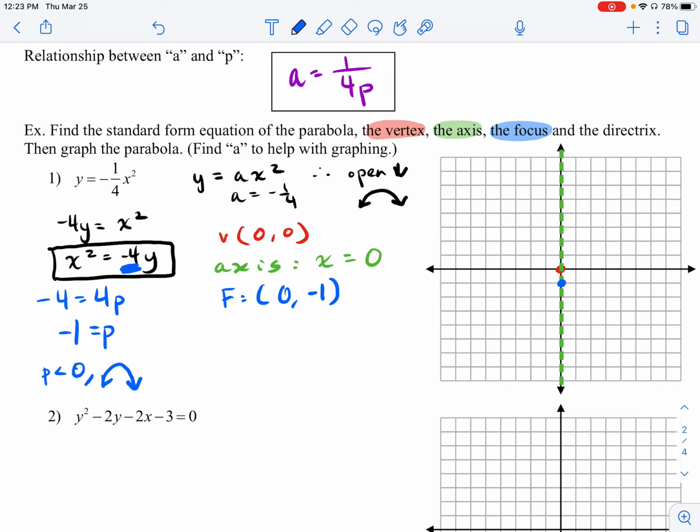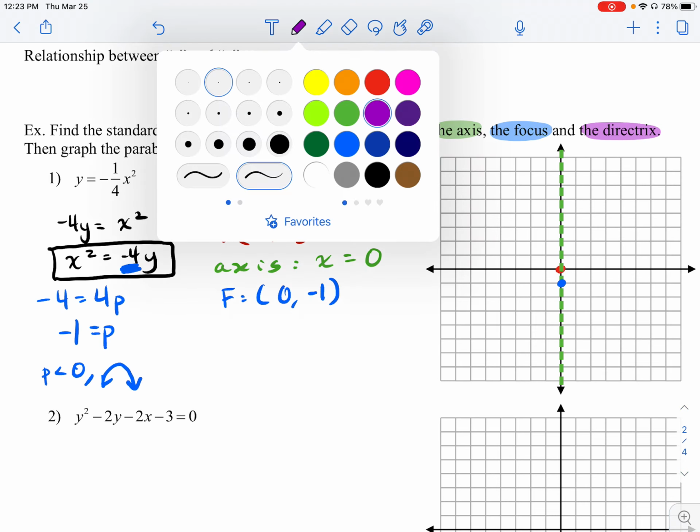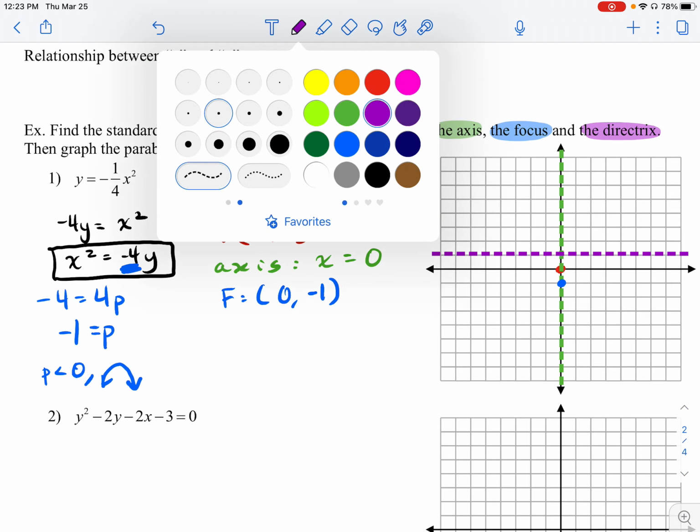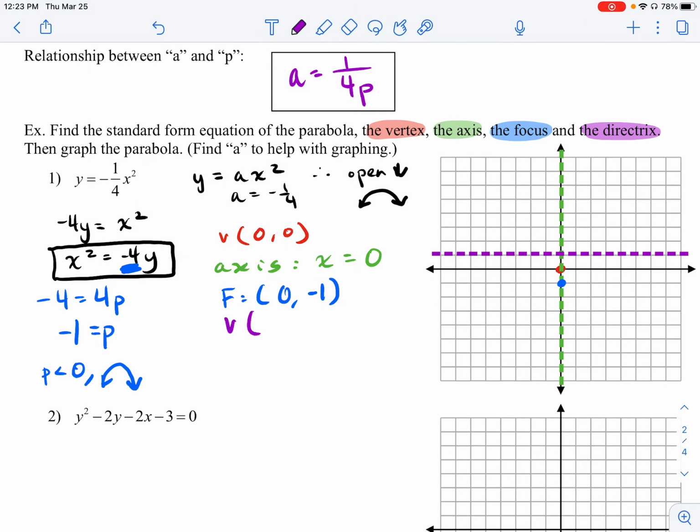All right. Since now we know our focus, we can do our directrix pretty easily. The directrix is going to be on the opposite side, or here. And let me go ahead and adjust this. We can see that our directrix has got to then be on the opposite side of the vertex. Let's switch this back. The directrix is a line, not a coordinate, so y is equal to 1. So there's our directrix. So we've got mostly everything here.